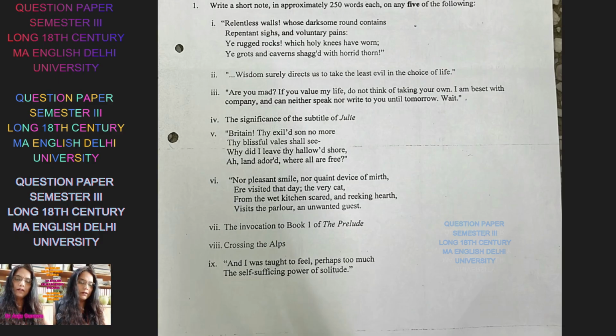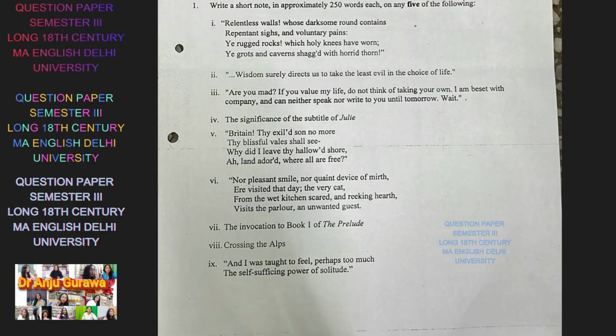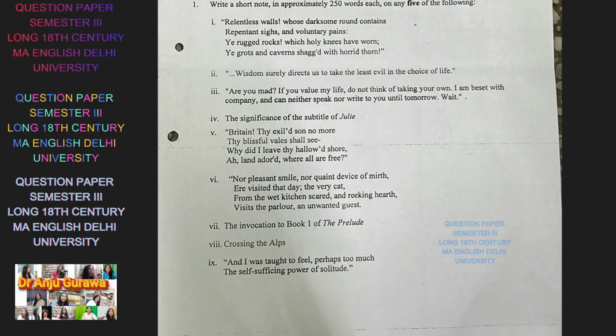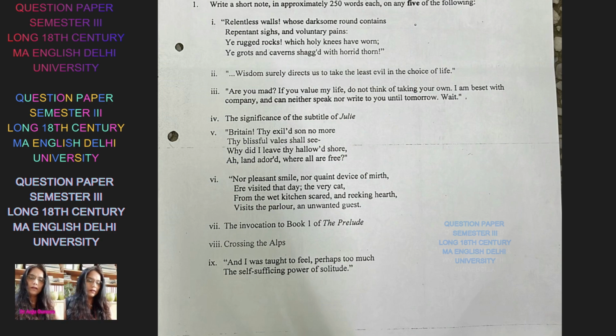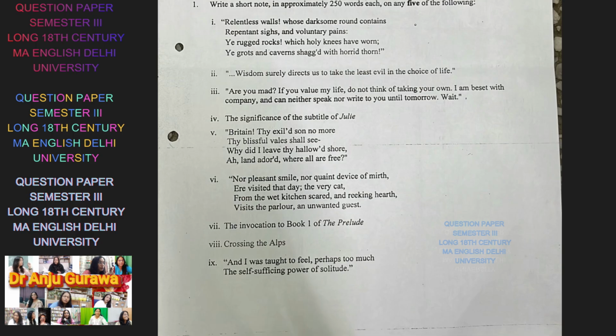Next, 5 is: Britain, thy exiled son no more, thy blissful vales shall see. Why did I leave thy hallowed shore, ah, land adored, where all are free. This is also a quote from a text, so you just have to find out which text and in what context it is talking.